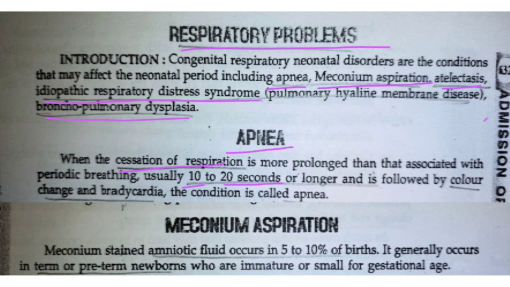If the condition is getting worse, then there will be symptoms like a color change in the baby's body, like bluish discoloration, and bradycardia will be seen very often. That is apnea. And we have meconium aspiration. When the baby is inside the womb or at the time of birth, the baby might inhale the meconium. Generally, in 5 to 10% of births, this condition is seen. That is meconium aspiration. It can be seen in either a full-term baby or a preterm baby.